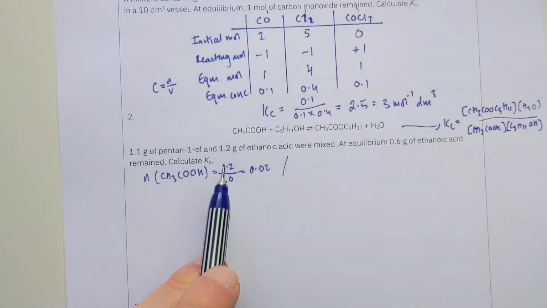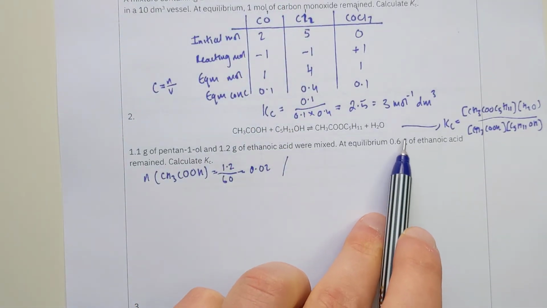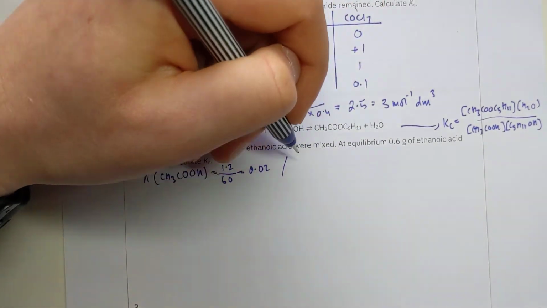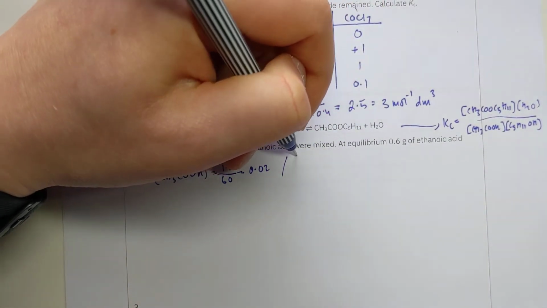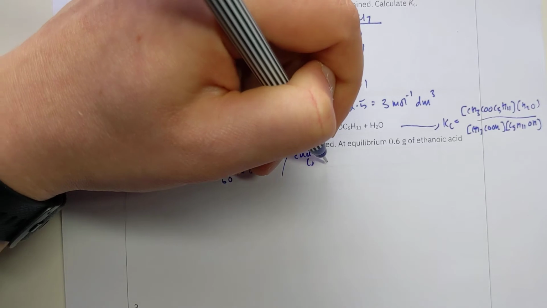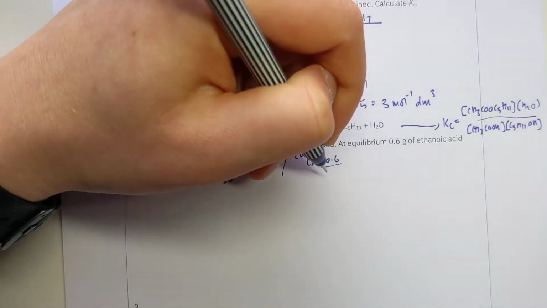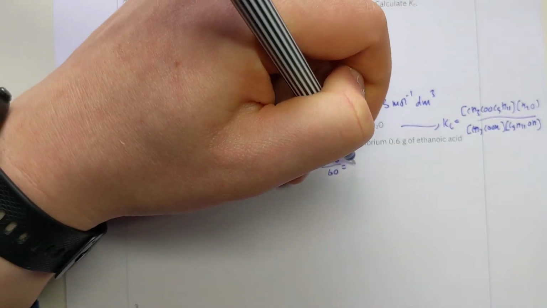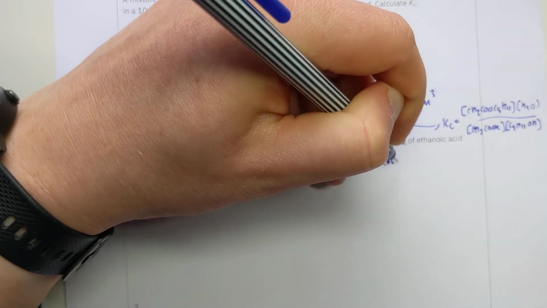That's at the start. I'm going to need this in moles as well, that's at the end of equilibrium. Just do it while I've got ethanoic acid. So at the end, what I've got is 0.6 grams divided by the RFM, which is still 60, which gives me 0.01 moles.